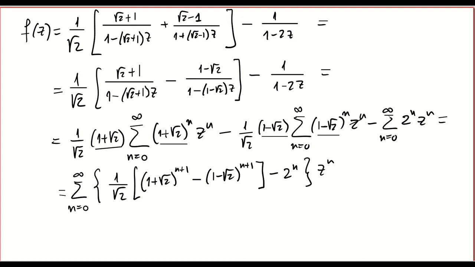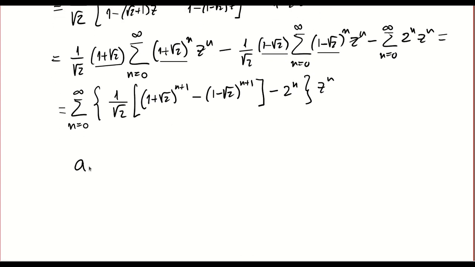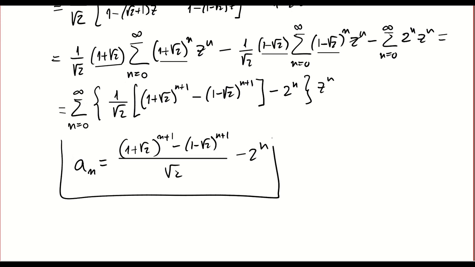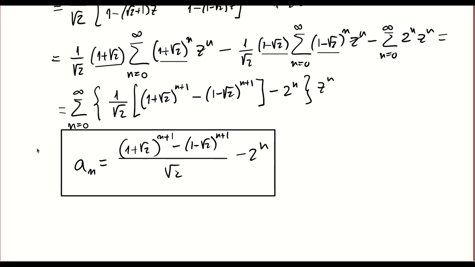So finally, the expression I find for the coefficients of the recurrence, well, for the sequence of the recurrence, is equal to this. It's 1 over square root 2 times, or better, 1 plus the square root 2 to the n plus 1, minus 1 minus the square root 2 to the n plus 1, divided by square root 2, minus 2 to the n. Okay, that is the final answer to our problem.